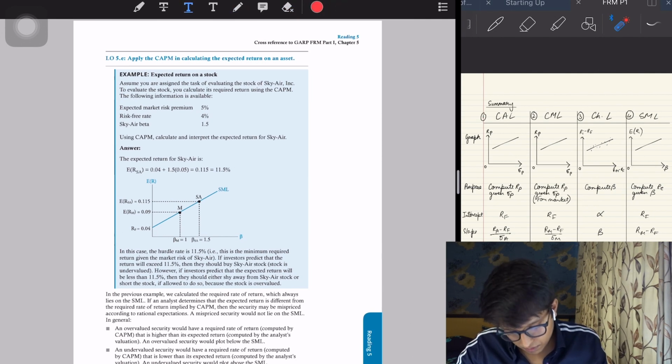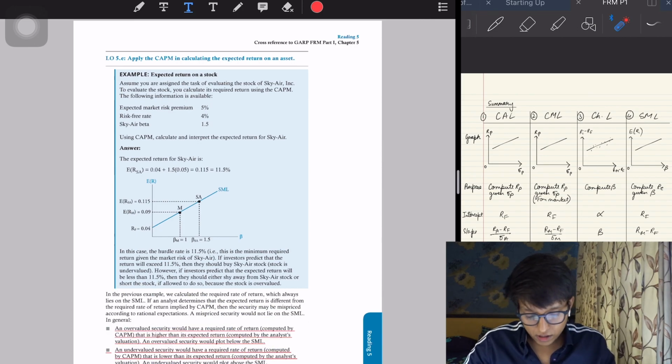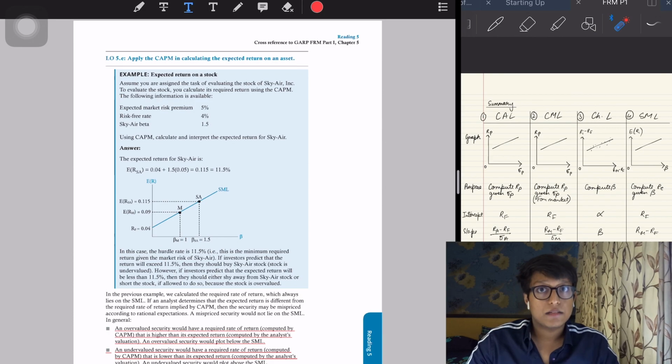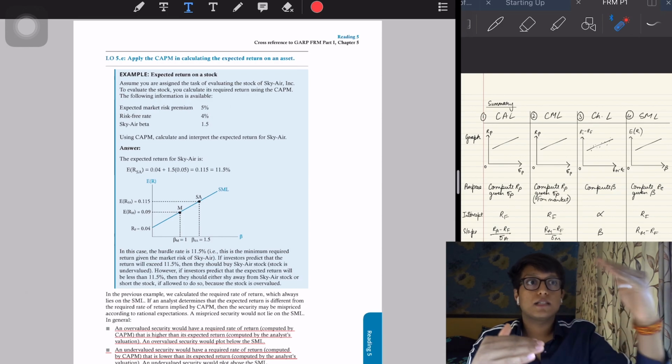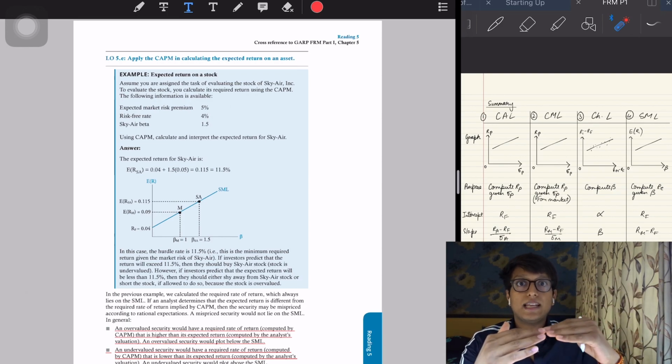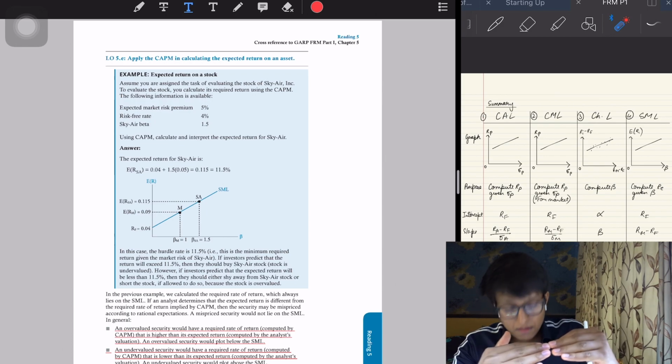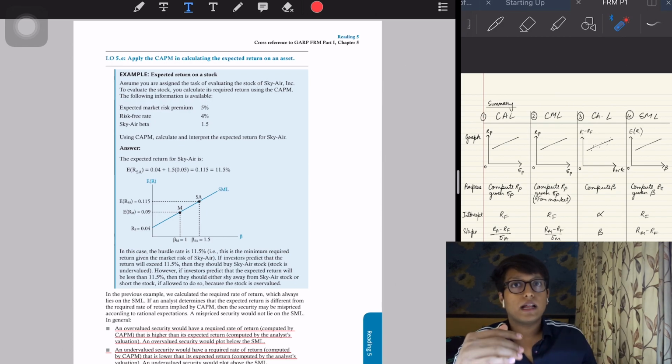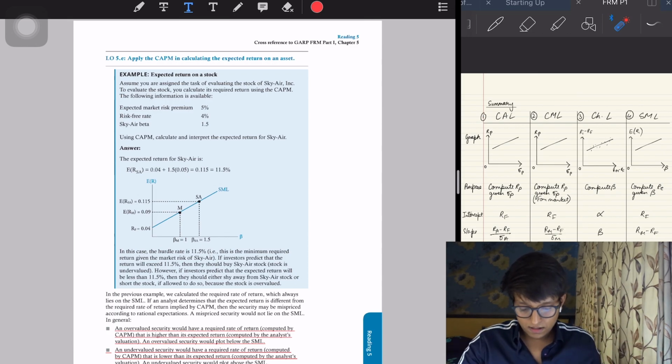Yep, so this part is important. They say that an overvalued security would have a required rate of return that is higher than the expected return. So since it is overvalued, the CAPM would value it above its expected return. So in that case, it would be plotting below the securities market line in reality. It won't be above. So just remember that it's opposite. Overvalued under the SML, undervalued over the SML.